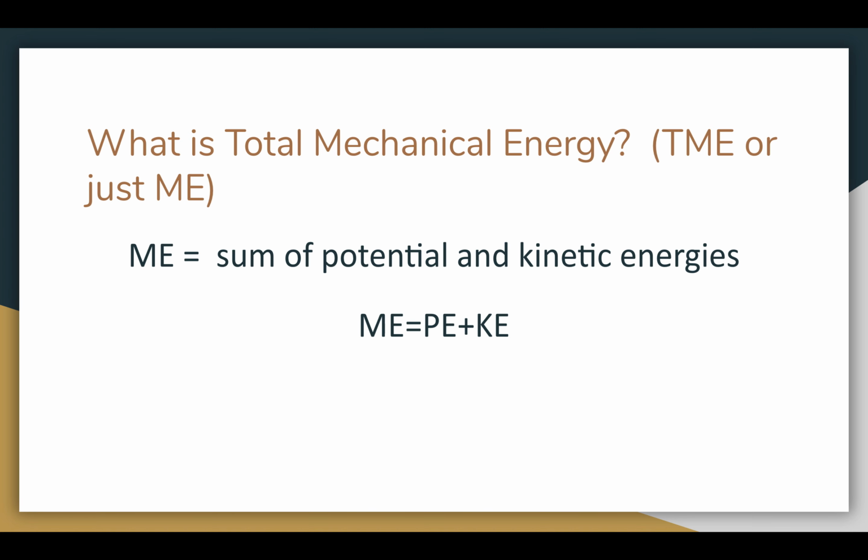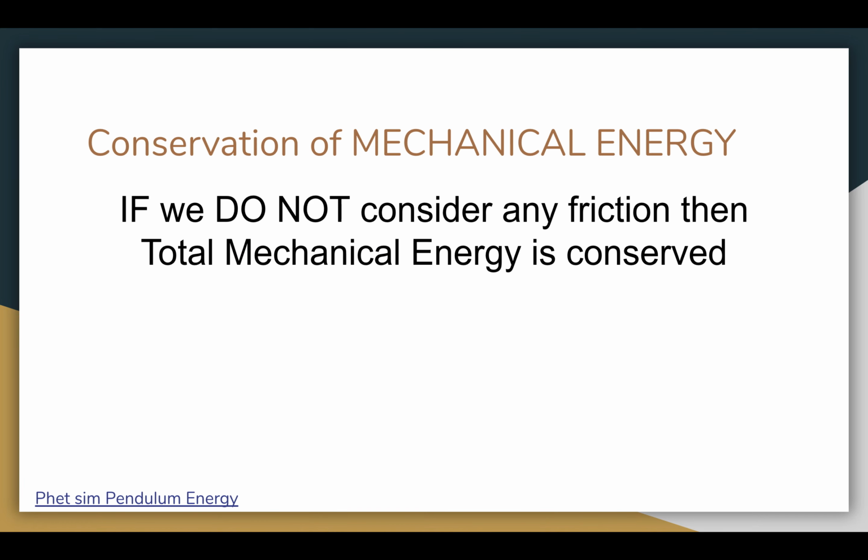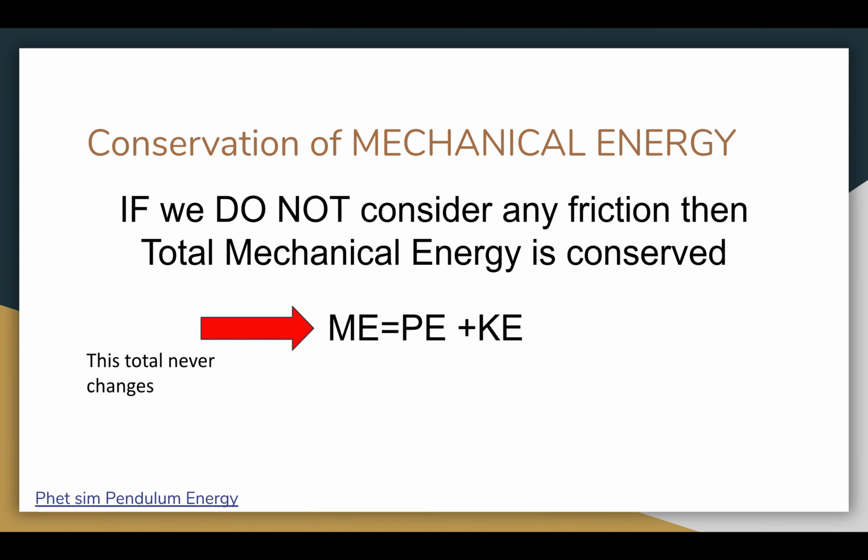On The Physics Classroom, it talked about this mechanical energy as giving us the ability to do work, like cranes lifting things, if we look at how potential and kinetic energy can transform into each other. So let's talk a little bit about conservation of this mechanical energy. Again, in the simplest cases that we're going to deal with, if we don't consider any friction, then total mechanical energy is conserved. That means this total amount never changes. If I add these two numbers together, it's always going to be equal to the total energy.